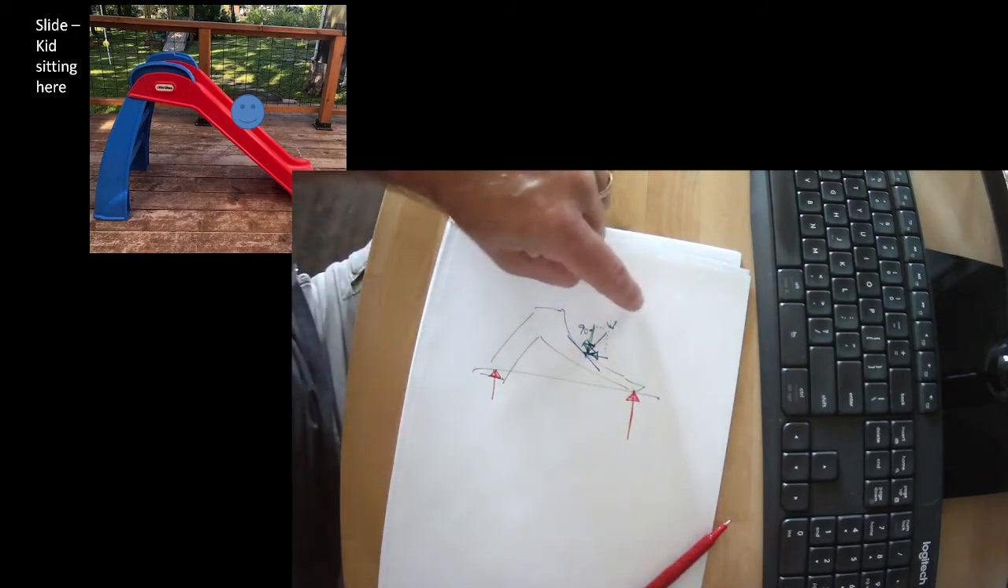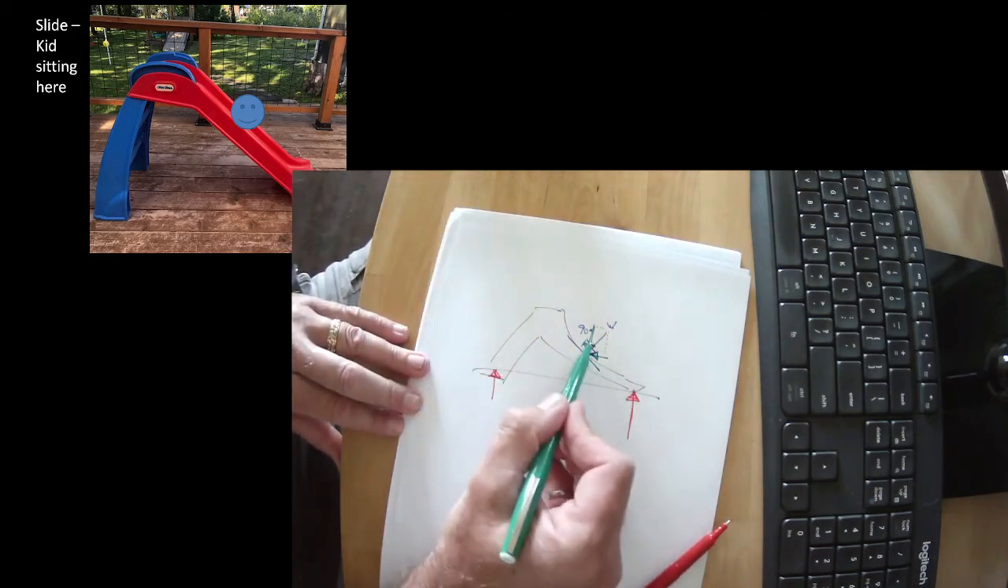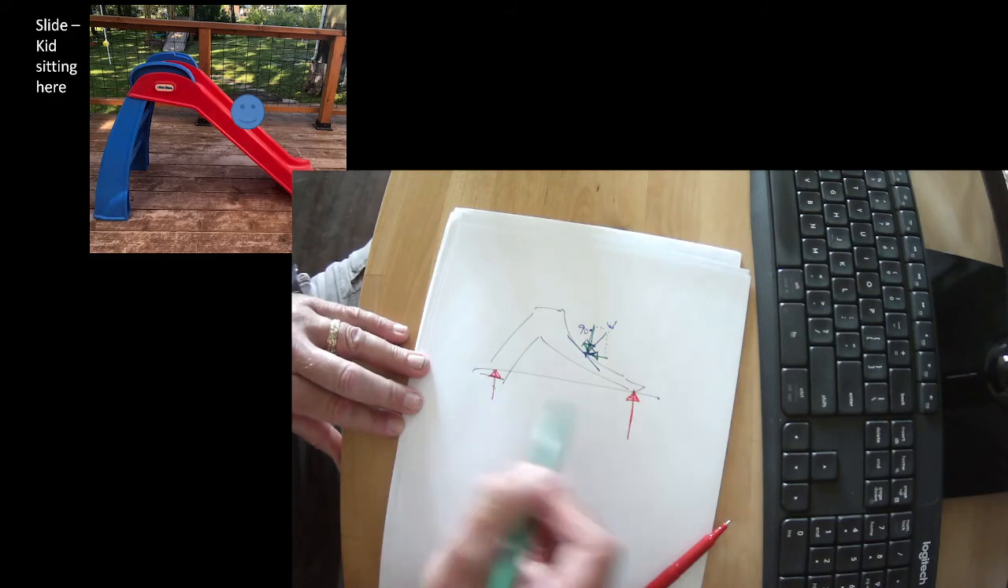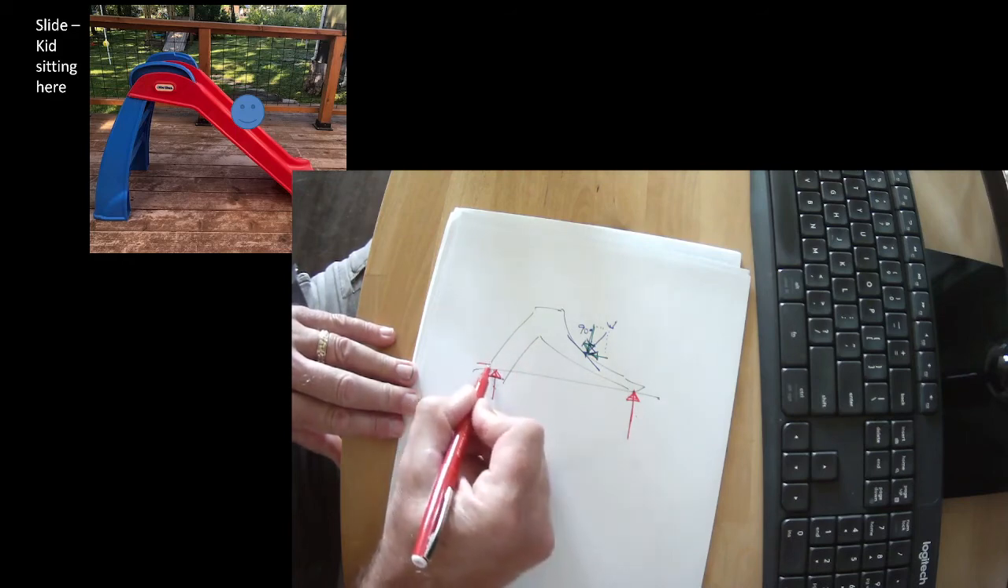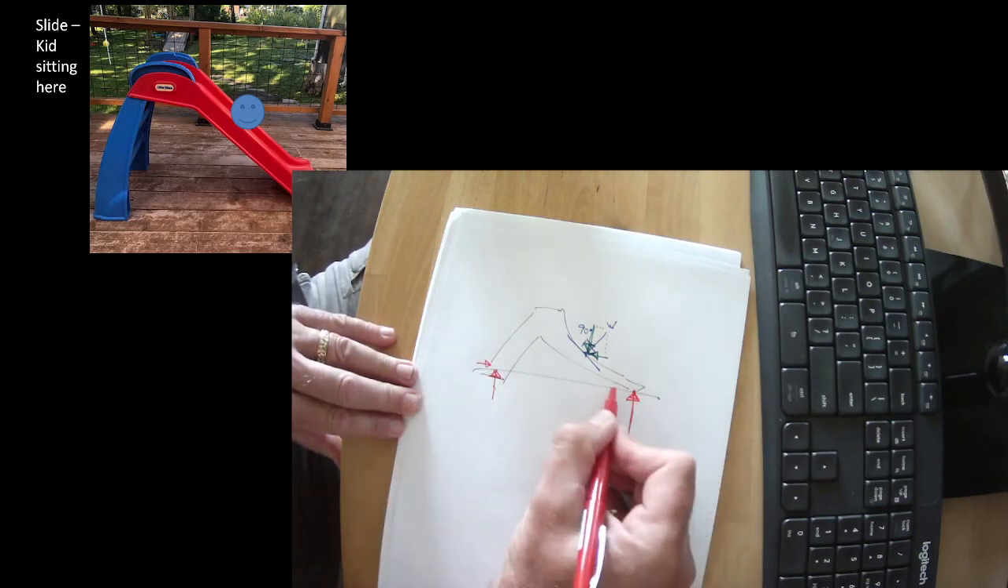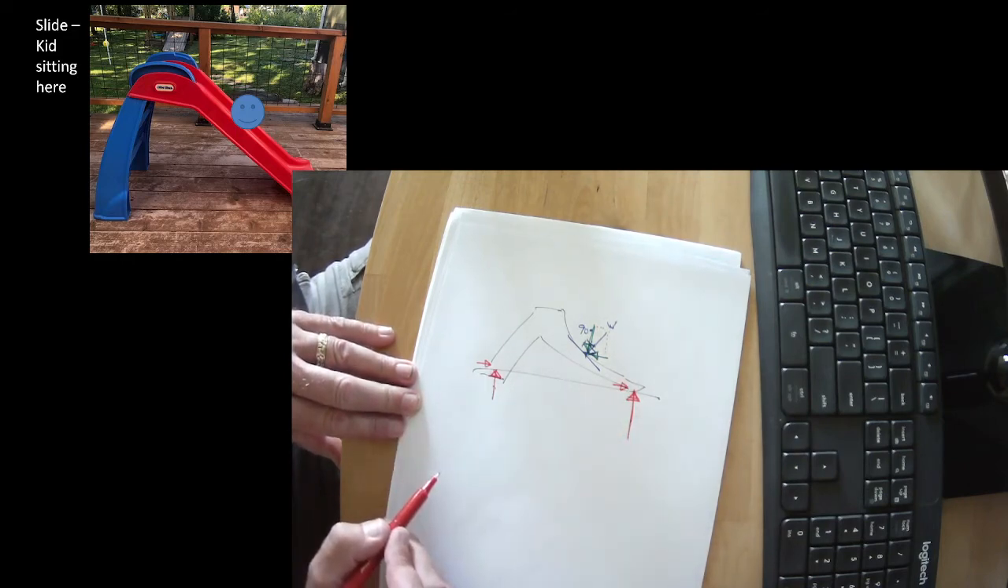So our weight is coming in at an angle, has a vertical component, a horizontal component. The vertical component, we split between these two. Where does the horizontal component go? Well, if it's in equilibrium, that horizontal component has to get divided between these two legs.